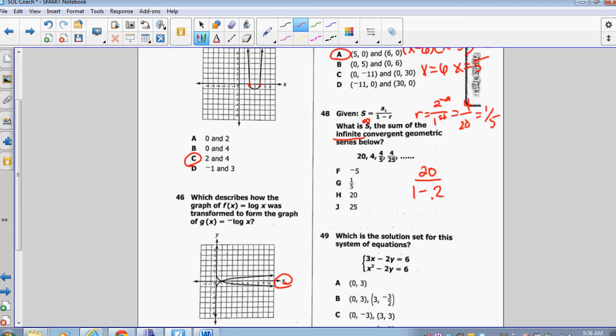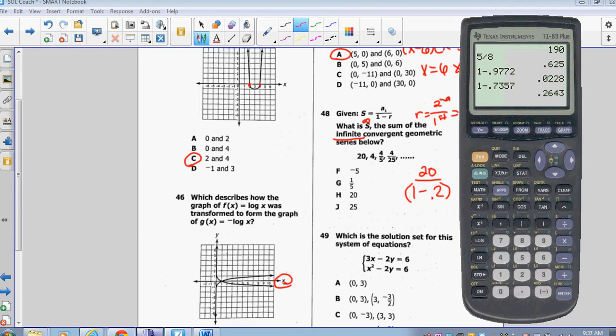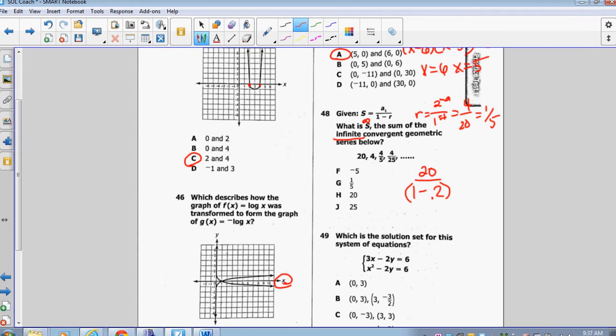So you do 1 minus 0.2. Remember that if you're going to put this all in your calculator at once, you need to put parentheses around that. So let's pull out the calculator and clear what we have. So you're going to have 20 divided by parentheses 1 minus 0.2. Close your parentheses. 25 is your infinite sum.